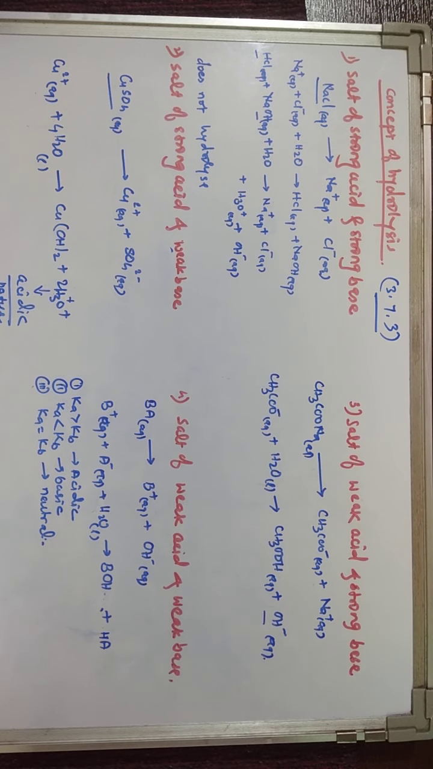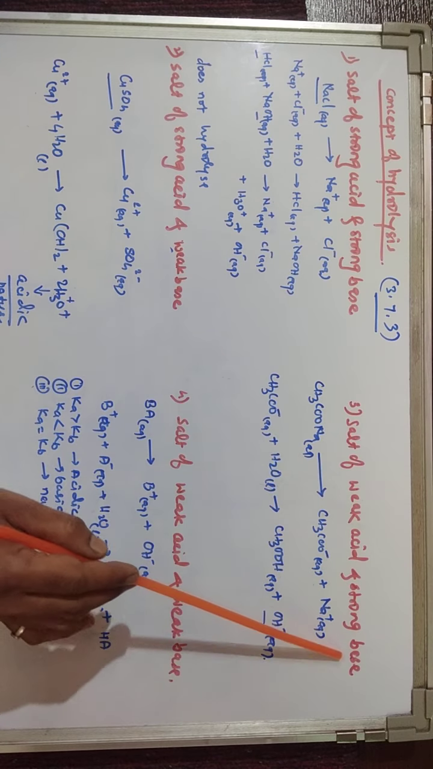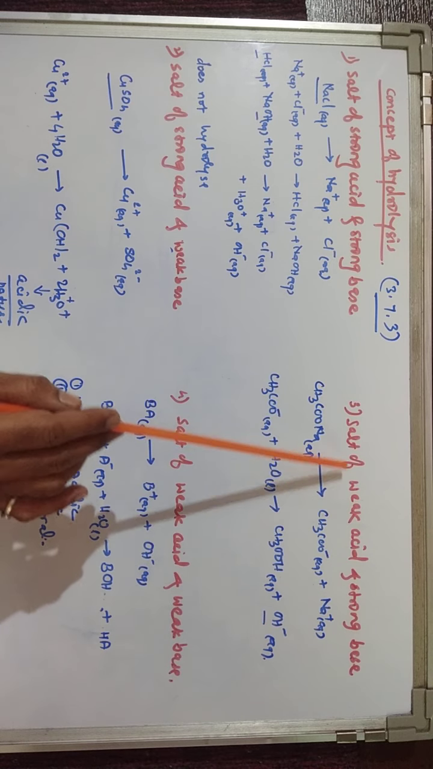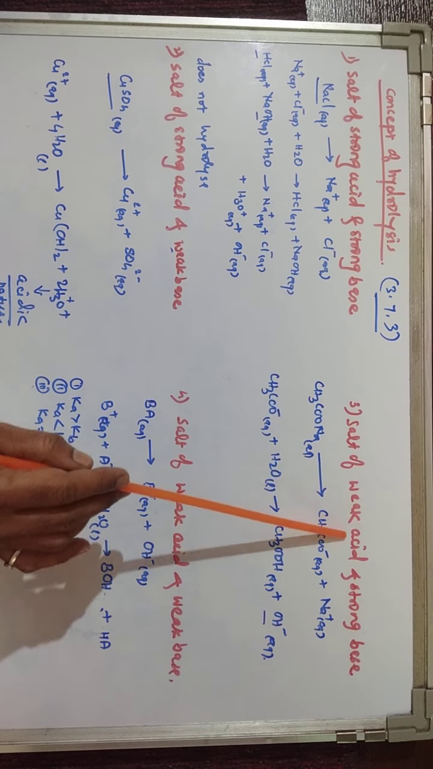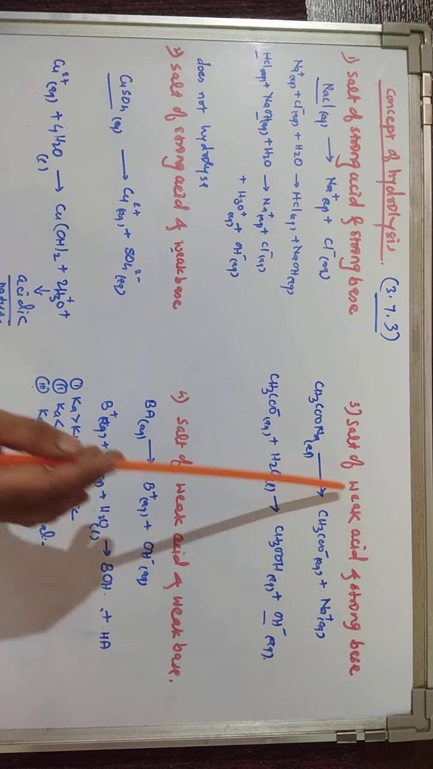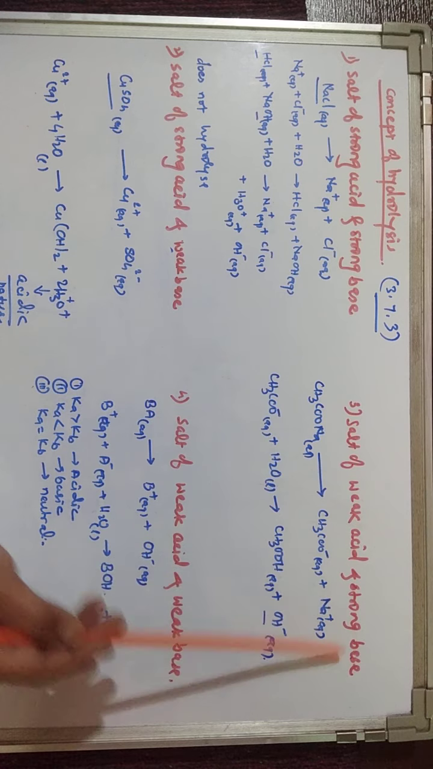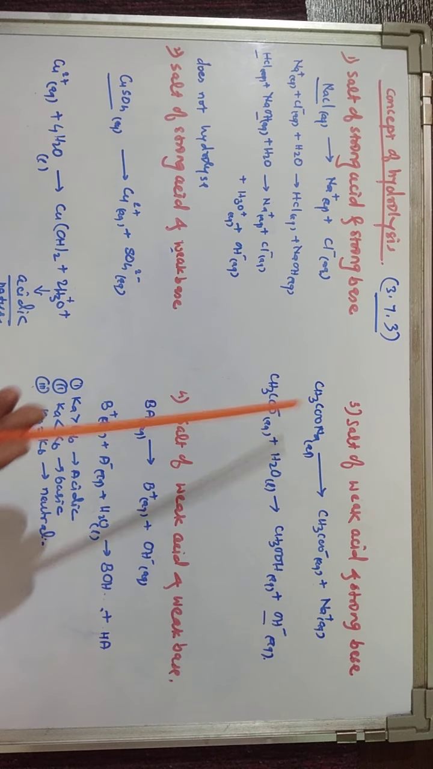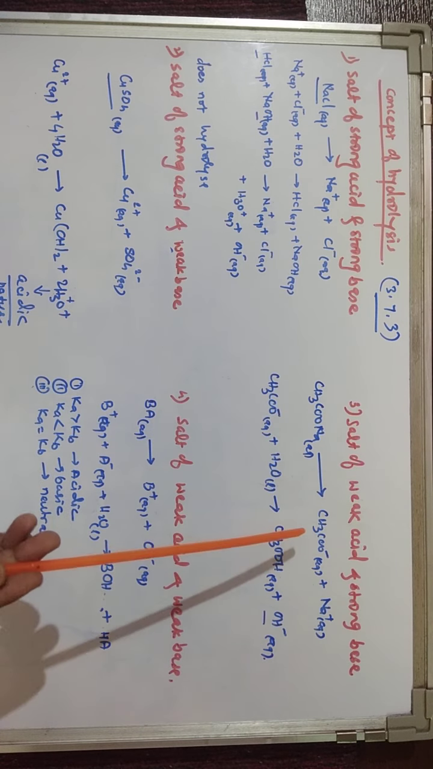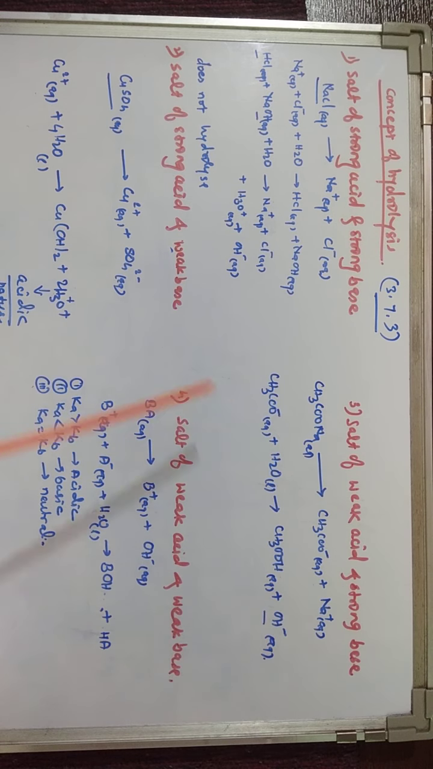Okay, now the next is the hydrolysis of salt of weak acid and strong base. The example of salt derived from the weak acid and the strong base is CH3COONa. Here weak acid is CH3COOH, acetic acid, and the strong base is NaOH. Now in the aqueous solution, this dissociates to give CH3COO- and Na+. Alright.